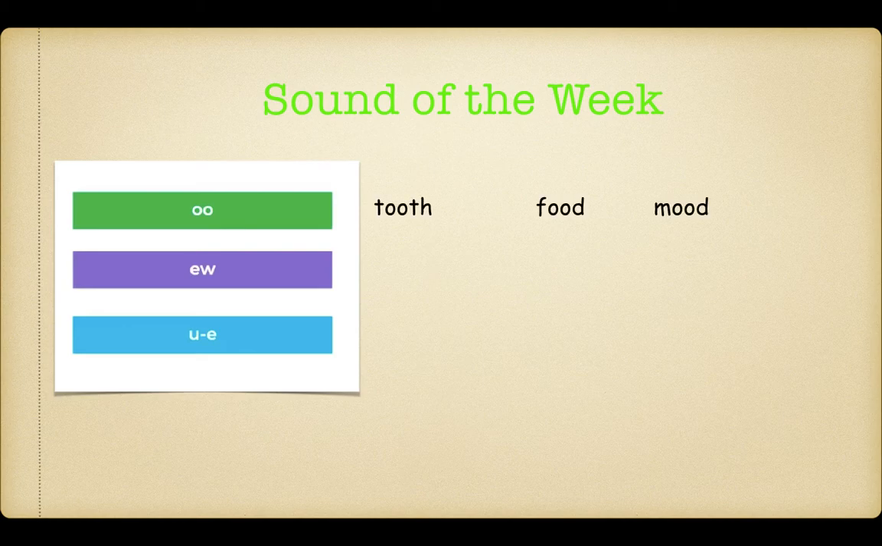And our words are tooth, food, mood. So say it again, tooth, food, mood. And the second group of words, few, chew and grew. Few, chew and grew. And the digraph words, huge, include, rude. Huge, include, rude. Let's move to the next slide.